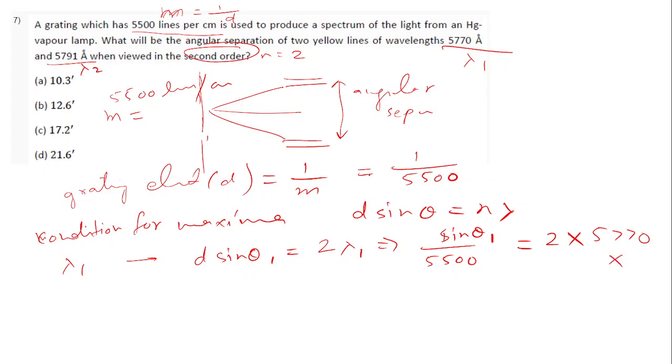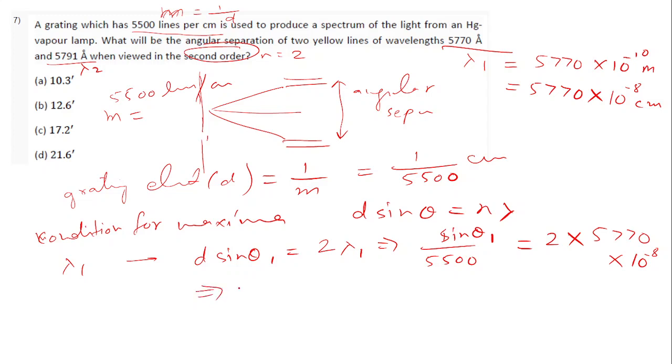D is in centimeter, right? D is in centimeter, because this was 5500 lines per centimeter. So I'll convert this also to centimeter. In meters it will be 5770 times 10 to the power minus 10 meters. When I convert it into centimeters, because 1 meter is 100 centimeters, it will become 10 to the power minus 8 centimeter. Now all the units are the same.